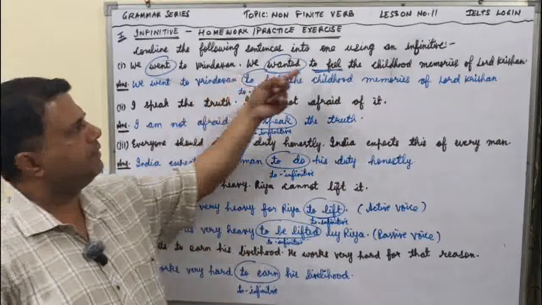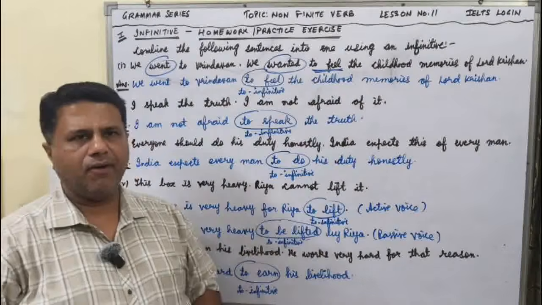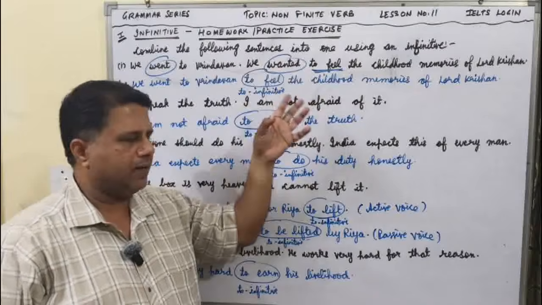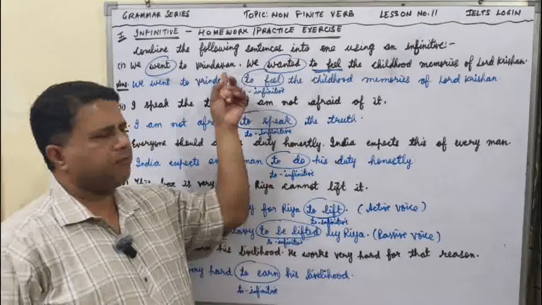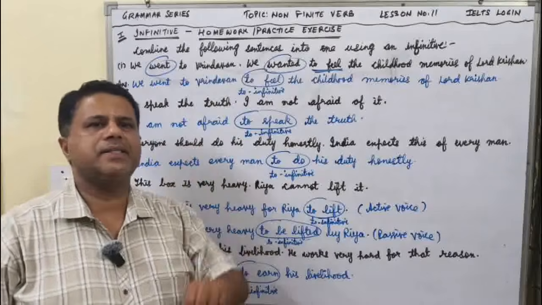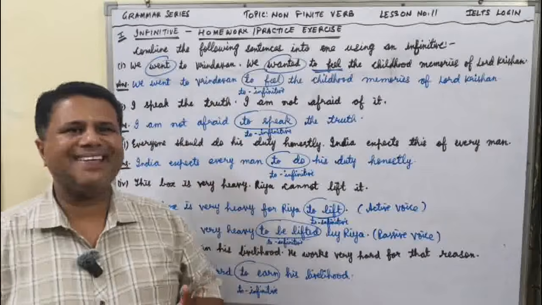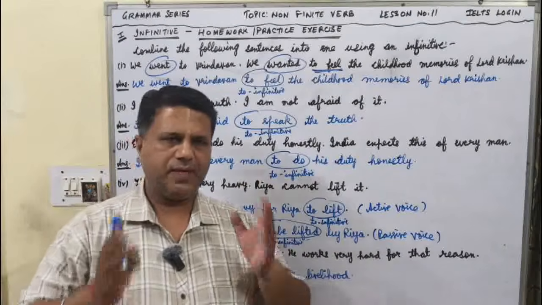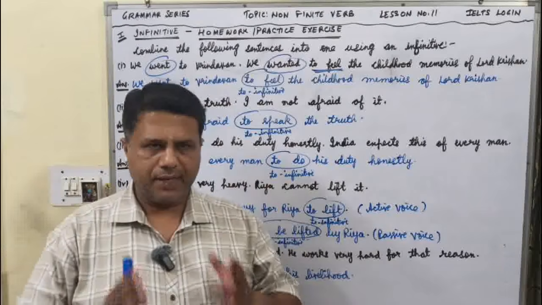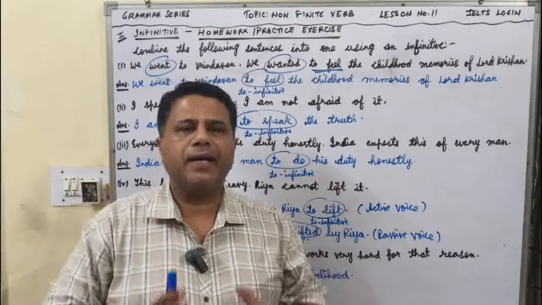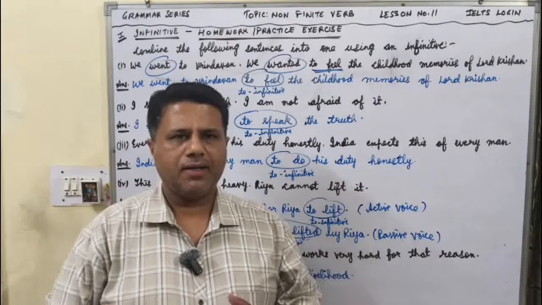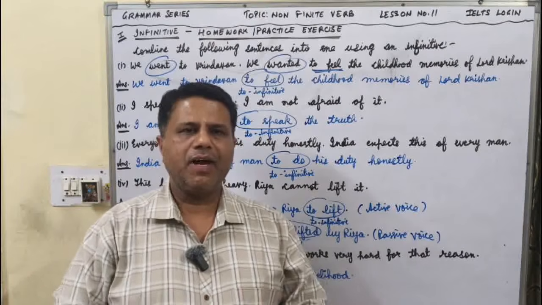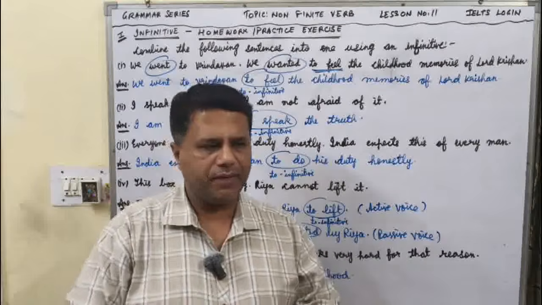We went to Vrindavan to feel the childhood memories of Lord Krishna. So this is a combination of two sentences into one. What is the difference between both? In the question we have two simple sentences, but in the answer, instead of two sentences we have got one sentence. Instead of two clauses we have got one clause. Instead of two finite verbs, we have only one finite verb. So the answer is an example of a simple sentence: two simple sentences joined together to make one simple sentence with the help of the to-infinitive.